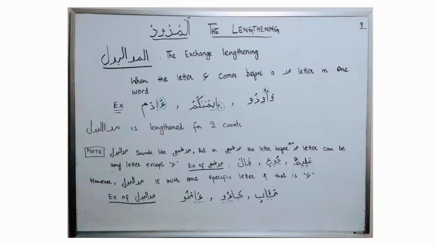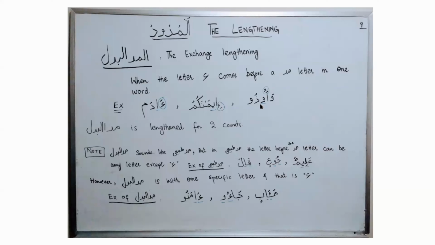It sounds the same as maddu tabi'i, where you can find the mad letter preceded by a compatible vowel, but the only difference here is that in maddu tabi'i or maddul asli, there can be any letter before the mad letter from the Arabic alphabets, but in maddul badal, there is only one specific letter before the mad letter, and that letter is Hamza. So before the mad letter, if you see letter Hamza in the same word, this mad is called maddul badal, and we will stretch it by 2 counts.